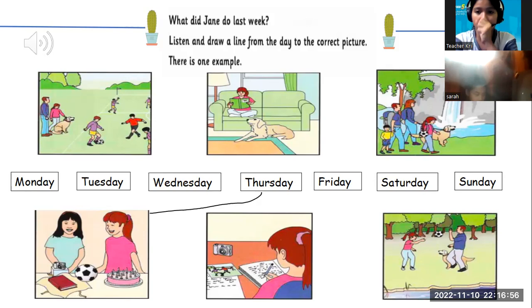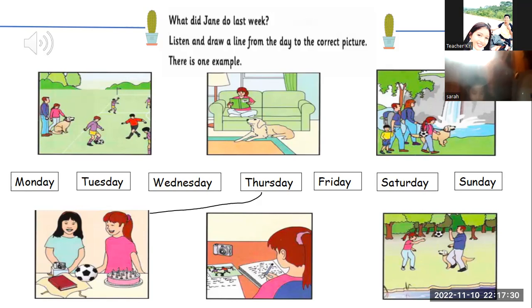Part 3. Look at the pictures. What did Jane do last week? Listen and look. There is one example. Hello, Jane. Hello, Uncle Tony. What did you do last week? Tell me. Well, on Thursday, I went to my friend's birthday party. On Thursday? Yes, she had a great cake.